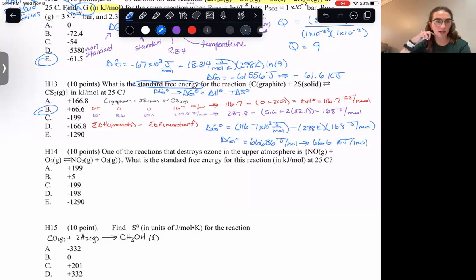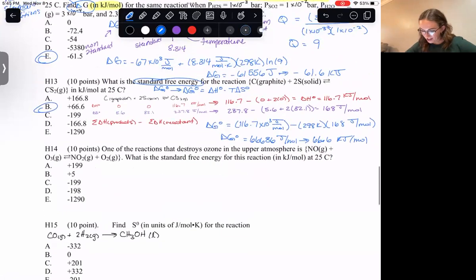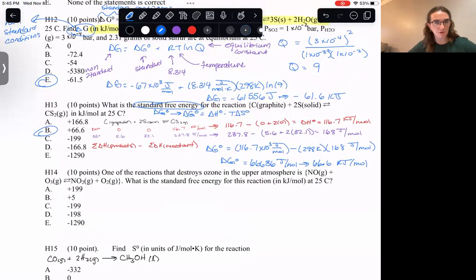No, Julia, everything is not always spontaneous at high temperatures. We could have a scenario. I don't think we have an example. Actually, yes, the next question is an example where it's spontaneous at lower temperatures. So hold off your question for one second. Any questions on question 13 before we move to 14?